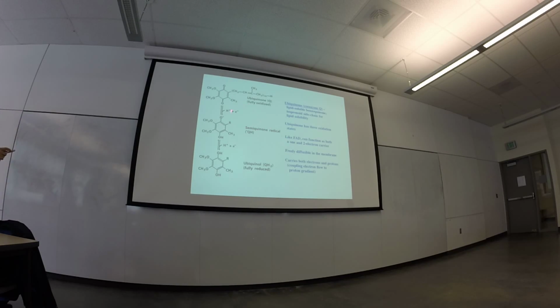that it has the capacity to take either 1 electron or 2 and to donate either 1 or 2. And we'll see a model, if we get to it by the end of today, for how complex 3 functions, that makes important use of the fact that this guy can hand off electrons 1 at a time.